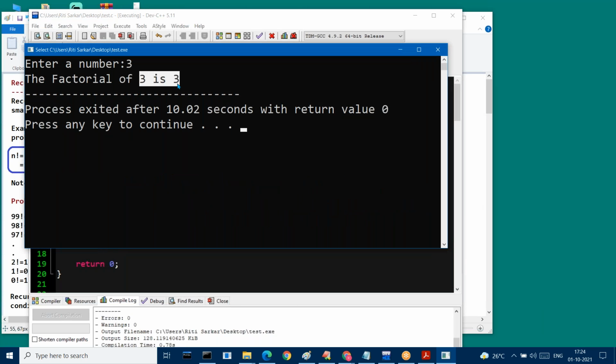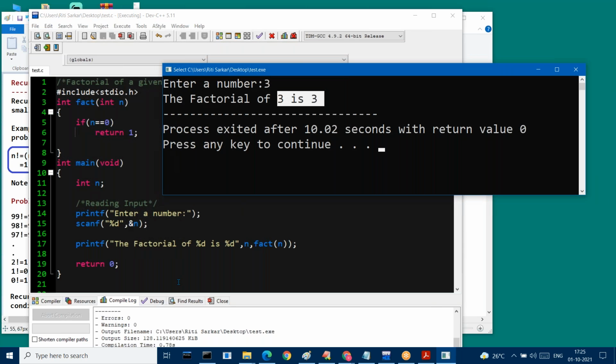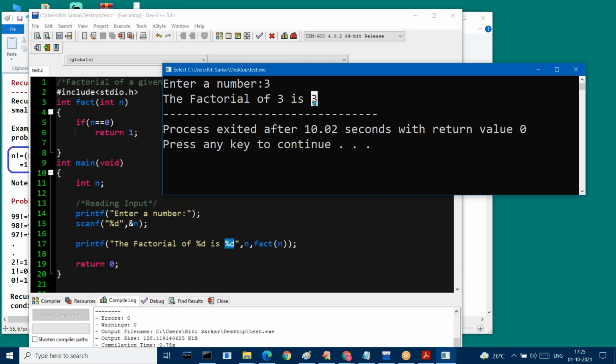Factorial of 3 is 3. Is the factorial of 3 equal to 3? No, 6. Why is it giving 3? Incorrect result, sir. It's not working. Then from where is 3 coming, sir? You enter 3 here. Your number is 3. Factorial of %d, that means 3 is %d, fact of 3. Control came here, not finding anything, simply putting some value arbitrarily, that 3. But I'm not expecting that, sir. I'm expecting the desired value, 6.